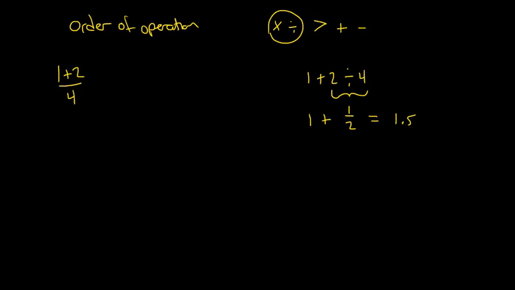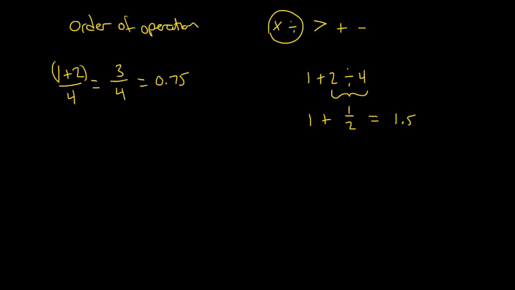And that's incorrect, because what this calculation is actually asking us to do is to take 1 plus 2 on the top here in our numerator and divide it by 4. So this answer should actually be 0.75. So the order of operation is important. The way that you set up your calculation is critical to getting the correct answer.